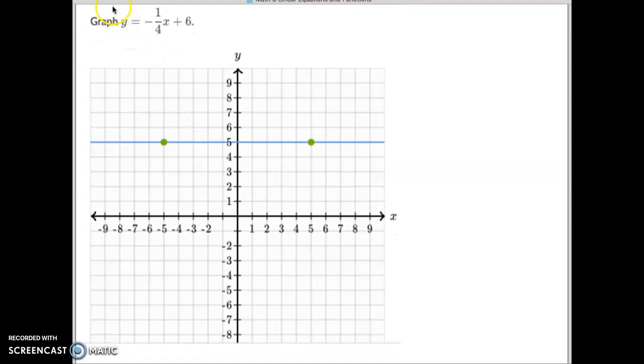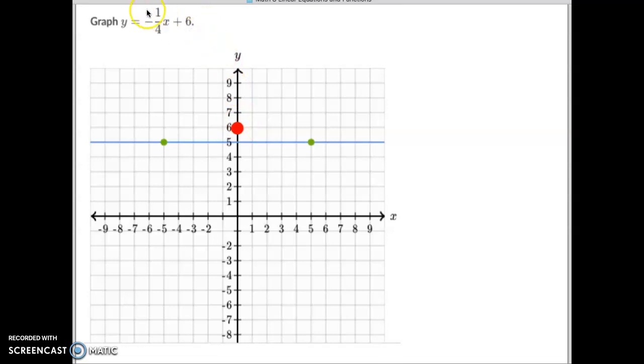So again, y equals mx plus b. So my slope is -1/4. My b, which is always what I start with, is +6. So on the y-axis, we start at +6, which is right here. Put a dot on +6 at the y-axis because that's what our b term is right here.